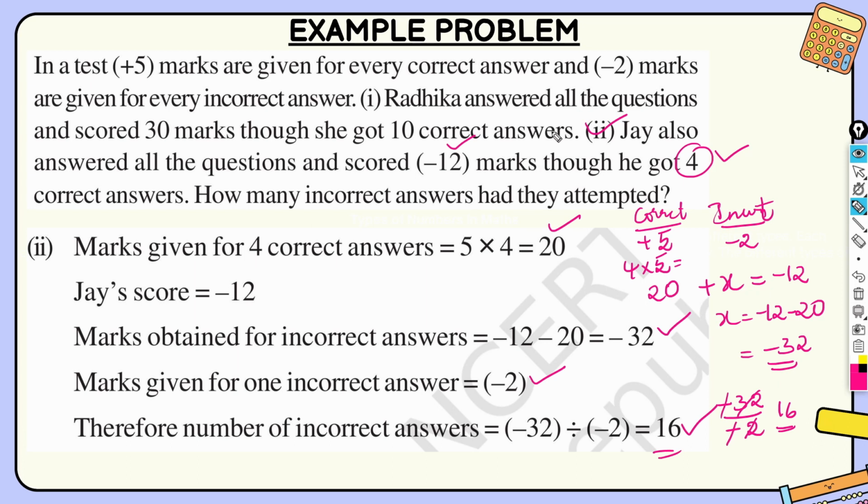Now we shall verify the answer. J got 4 correct answers, so 4 into 5 is equal to 20 marks for correct answers. Whereas for 16 incorrect answers, 16 into minus 2 is equal to minus 32. So 20 plus minus 32 is minus 12. So minus 12 is the net score of J. This way we can solve this problem.